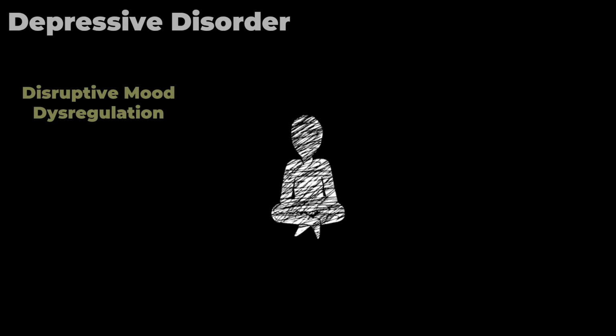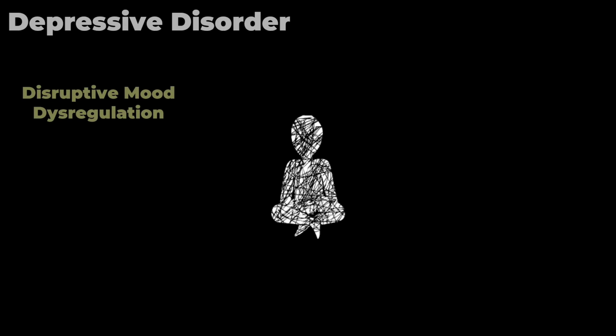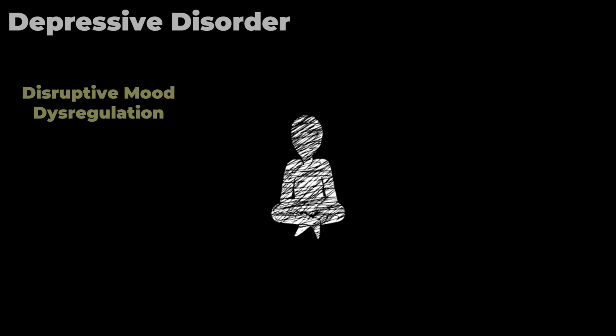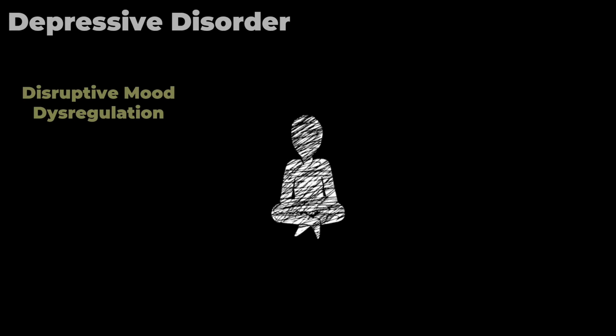So next is depressive disorder. There are several types of depressive disorder. The first one is disruptive mood dysregulation. It means severe recurring temper outbursts, manifested verbally or physically, that are grossly out of proportion in intensity or duration to the situation or provocation.